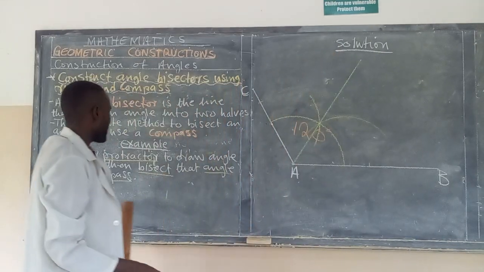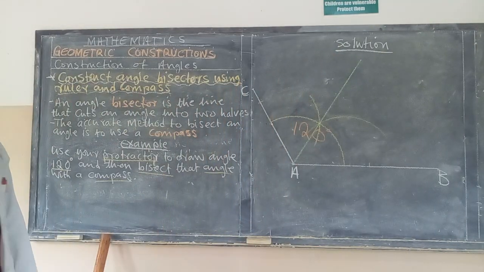Have you seen that straight line? This straight line now tells us that we have bisected the angle. We have bisected the what? The angle. That is how you bisect an angle. And that will be the end.